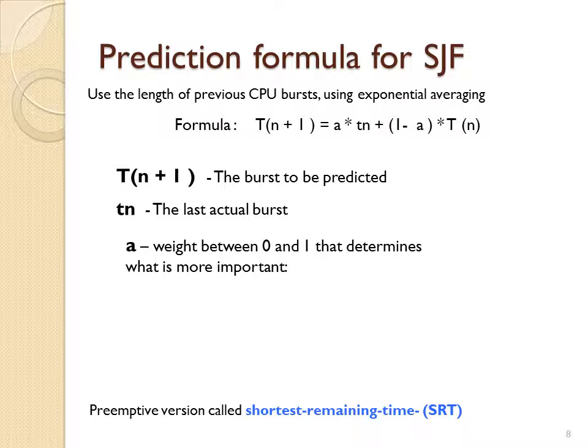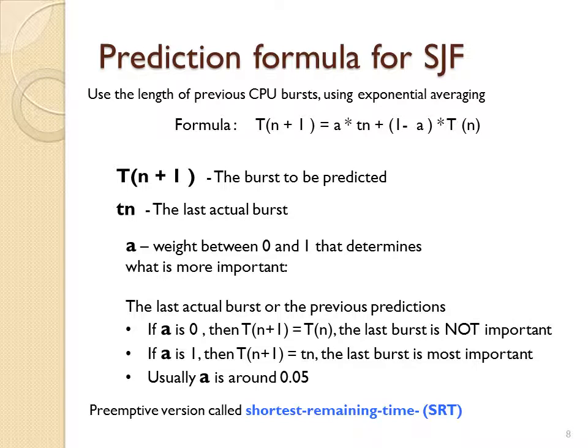A is a weight between 0 and 1, and it determines what is more important. Well, if A is 0, then big T of n plus 1 is going to equal big T of n, and so that means that the last burst that just happened is not important at all. And if A is 1, then big T of n plus 1 is going to equal the last burst that just happened, so that means all we care about is the last burst that just happened.